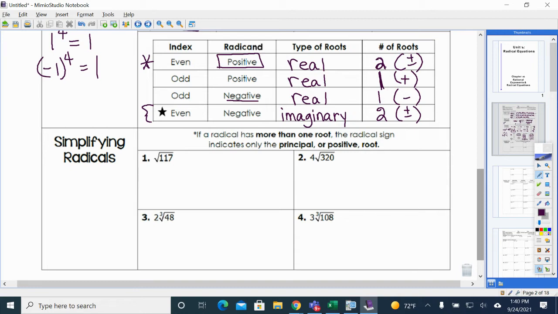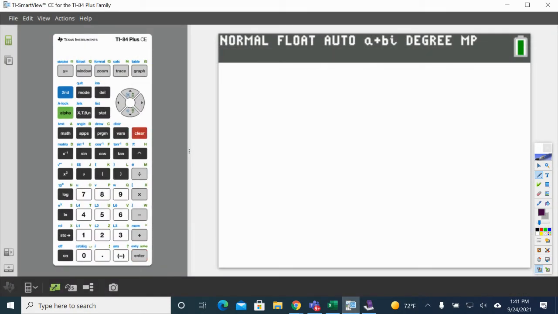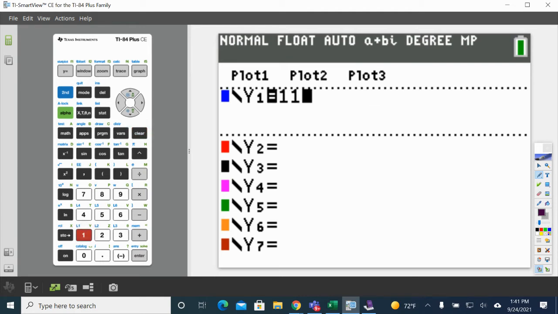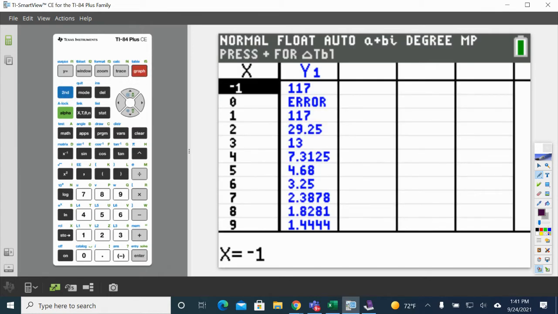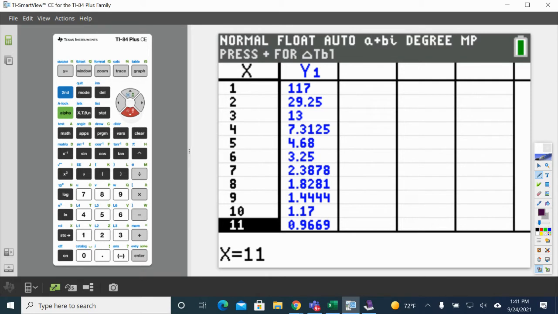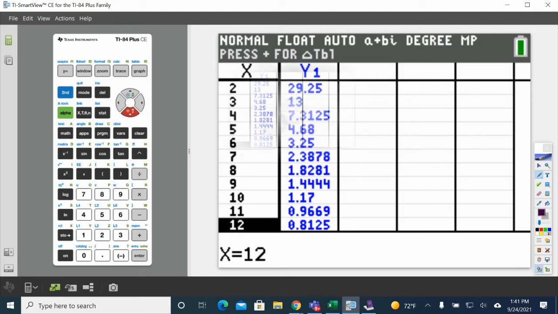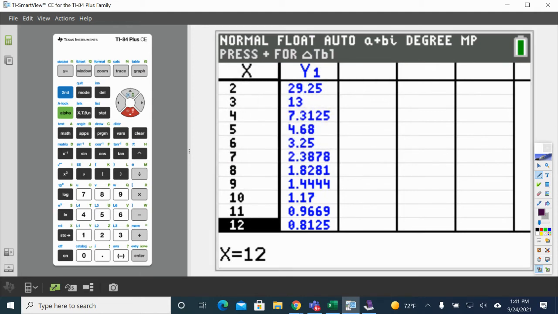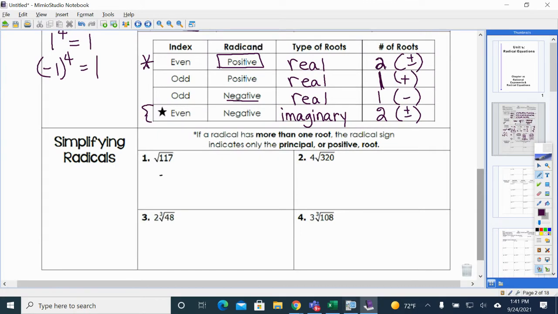All right, so I got the square root of 117. Again, the understood index here is a 2. So to do this, just like we've always done, we're going to go to our calculator. We're going to go to y equal 117 divided by x squared. And it's divided by x squared because the understood index there is a 2. Go to the table, just like we've always done. We're going to look for where the y's cross over to 0. Go up to the first whole number, which is a 13. And this is 3 times the square root of 13.